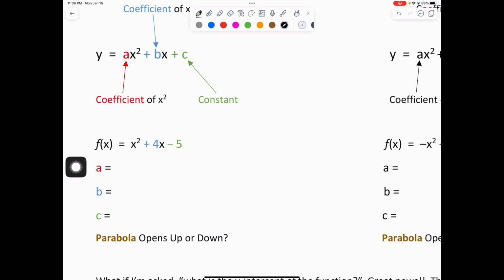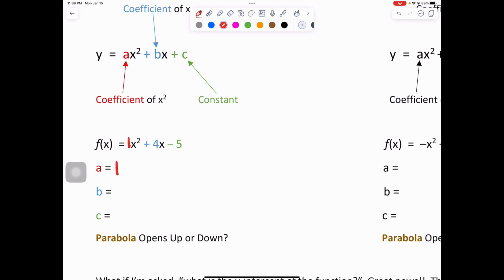The first thing we will do when working with these is identify, let's get comfortable locating our A, our B, and our C. Okay, so it's looking for the coefficient of x squared. Well, oh my goodness, why isn't there a number in front of x squared? Is it 0? No, there's an imaginary 1 right in front of that x squared. So our A equals 1.